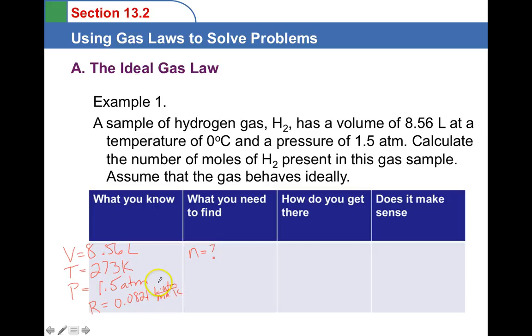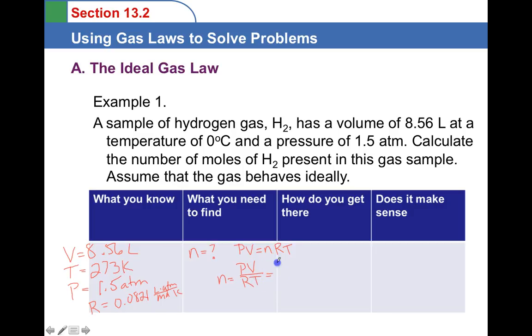It's always wise to check your units. My volume's in liters, pressure in atmospheres, and temperature in Kelvin. So I'm good there, and I'm going to be solving for moles. So the formula, how am I going to get there? That's PV equals nRT. If we're going to solve for n, we're going to end up with PV over RT.